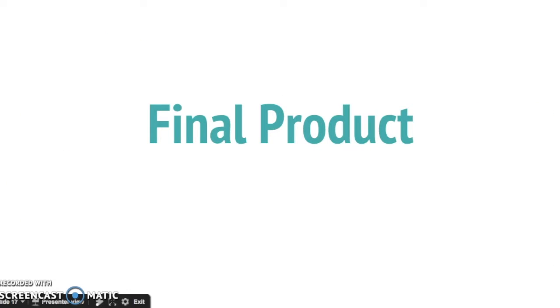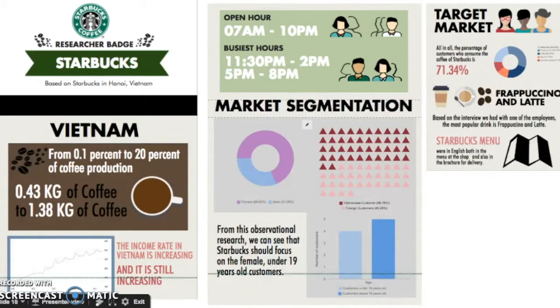Final product. This is our final infographic, which we used to record the videos for our researcher badge. In this infographic, it contains the main information and we mostly explain the details. As you can see, we put a lot of diagrams and charts that we can use to compare while explaining in the video.